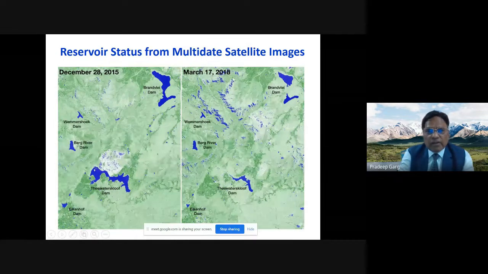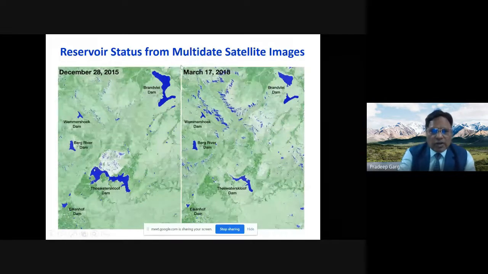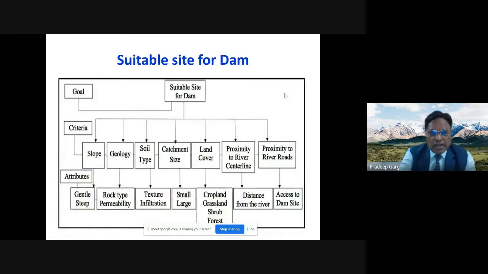When we are using multiple images for multiple dates, like this is the December 2015 image on the left, and the right one is the 2018 image. So there is a three-year difference, and we can visualize manually also that some of the water bodies are shrinking, particularly the top one. You can see a very large water body, but you can see the shrinkage of the water body there. So one can analyze the change.